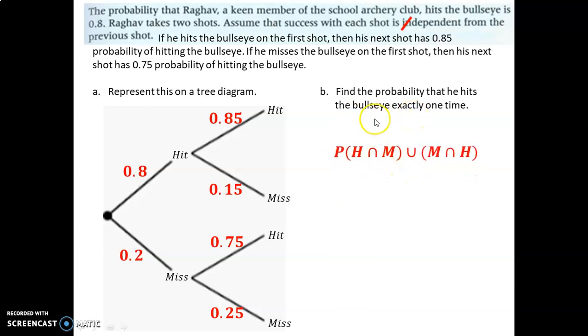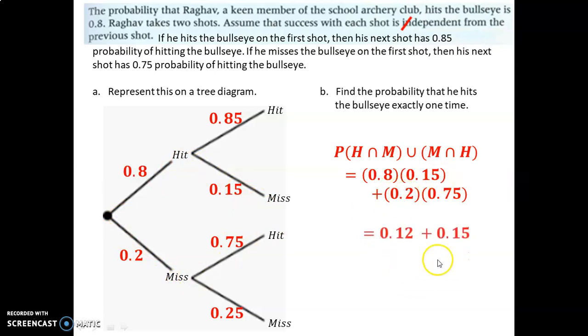Let's take a look at the work. So we're looking at he hits the bullseye exactly 1 time. So that means either he hit then missed or he missed and then hit. So both of those paths have to be considered. So the 0.8 times 0.15 path and then the 0.2 times 0.75 path. Add those up and you get your total probability of 0.27. This is a pretty standard question for tree diagrams. Just make sure you study that carefully if that didn't go well for you.